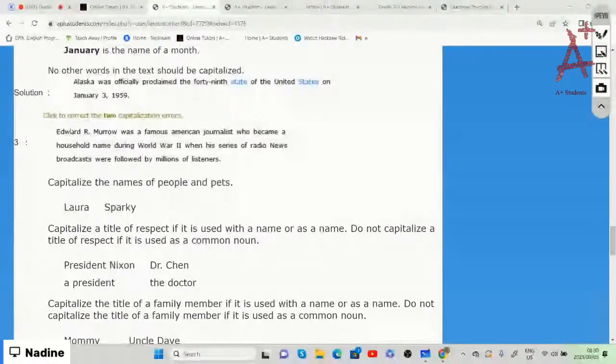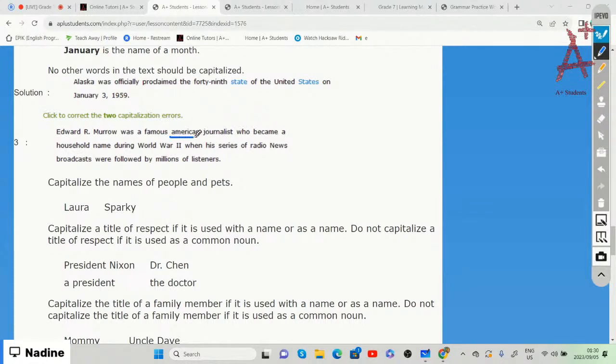All right, we need to correct the two capitalization errors. Edward Murray was a famous American journalist who became a household name during World War II, when a series of radio news broadcasts were followed by millions of listeners. So Edward Murray was a famous American journalist who became a household name during World War II, when a series of radio news broadcasts were followed by millions of listeners.